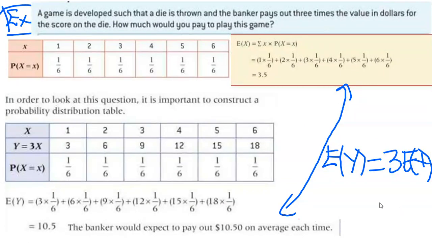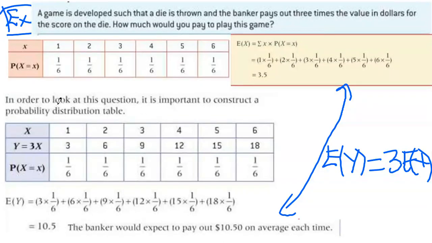A game is developed such that a die is thrown and the banker pays out 3 times the value in dollars of the score on the die. How much would you pay to play this game? First, I'm going to do the probability distribution, the table of throwing the die. The die has 6 faces, so to get 1, 2, 3, 4, 5, 6, each probability is 1 over 6.